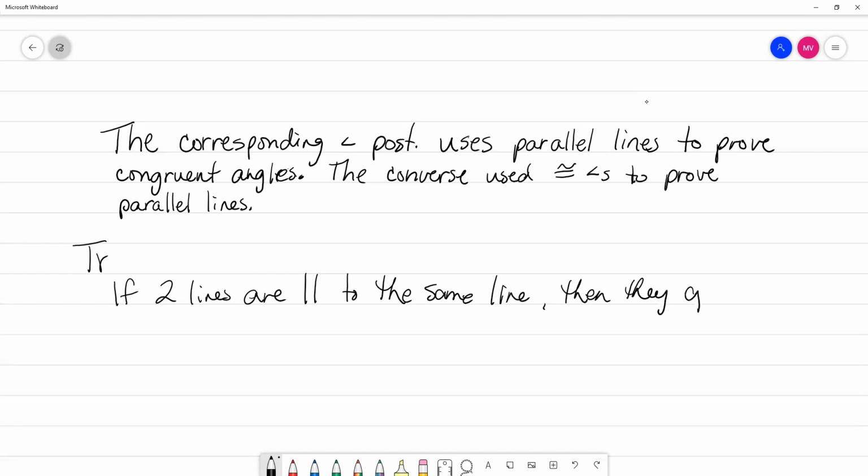Good job. Okay, so if two lines are parallel to the same line, what do we call this same line? The transversal.